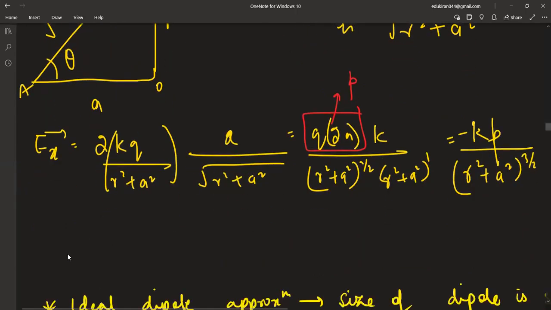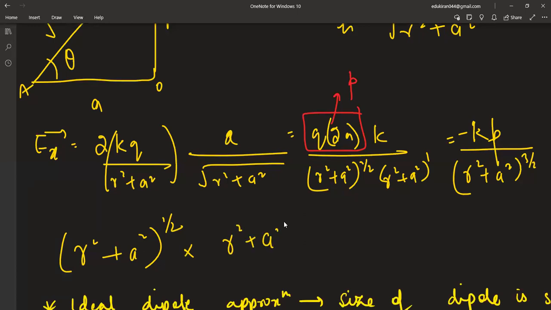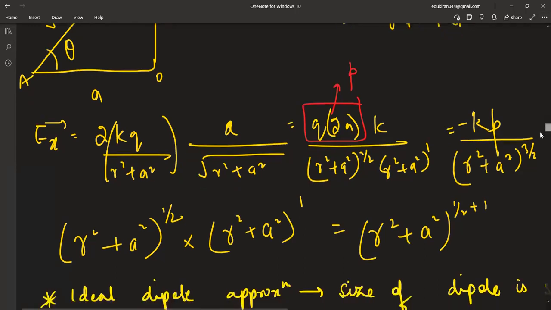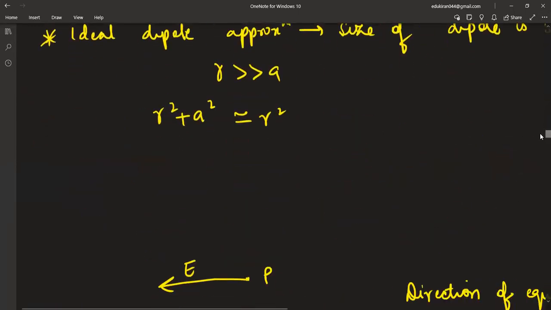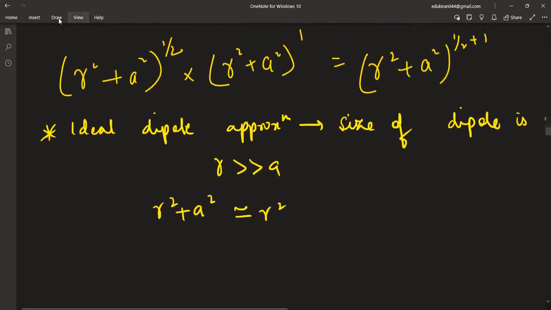See, (r square plus a square) to the power half is here, multiplied to (r square plus a square) to the power 1. So what will happen? (r square plus a square) to the power half plus 1, that is what? 3 by 2. This is the formula. Why minus sign? I'll tell you. Now again, when we come to the ideal dipole approximation, again r is very much greater than a. That is, the size of the dipole is small.